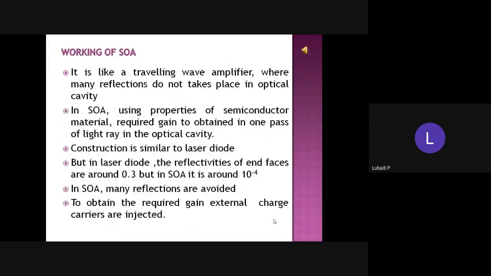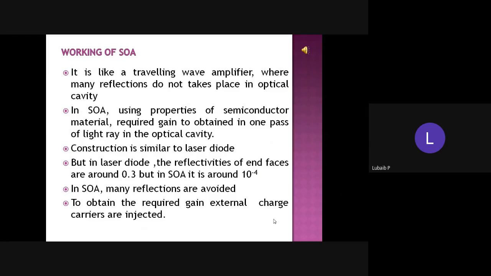Now, while we discuss the working of the semiconductor optical amplifier, it is like a traveling wave amplifier where many reflections do not take place in the optical cavity. In semiconductor optical amplifiers, using the properties of the semiconductor material, the required gain is obtained in one pass of a light ray in the optical cavity. So it is like a traveling wave amplifier.